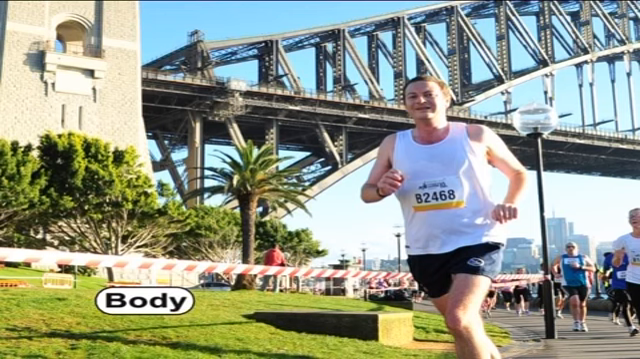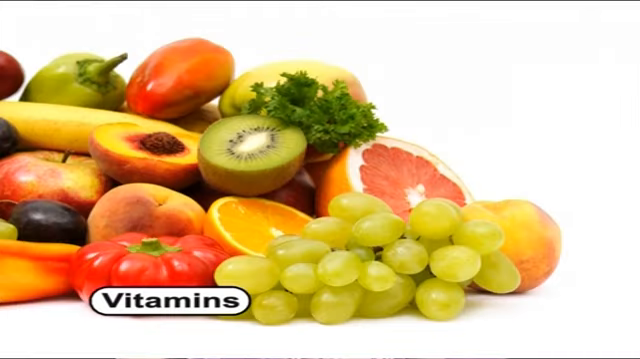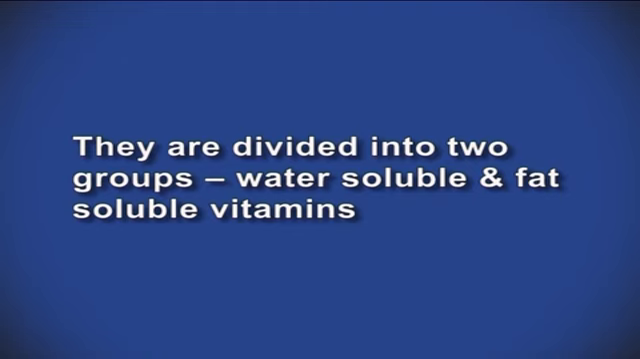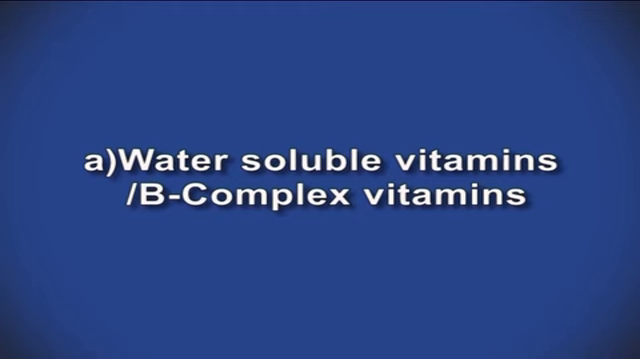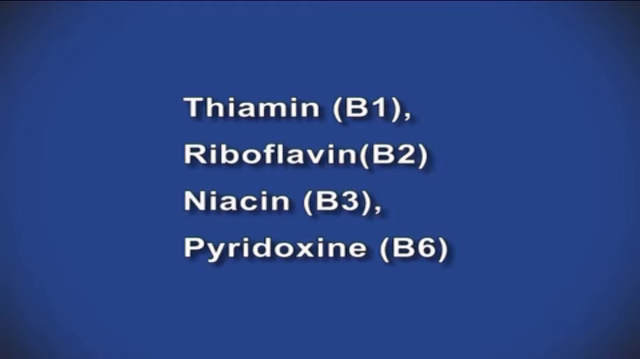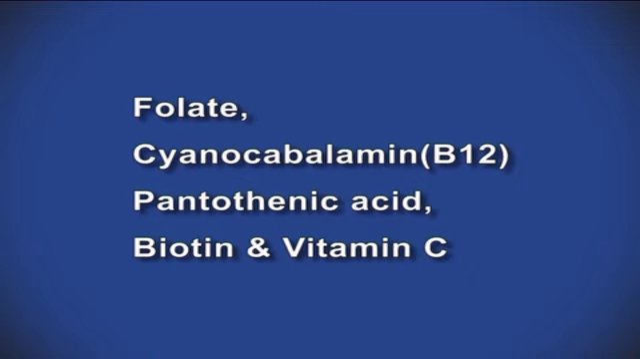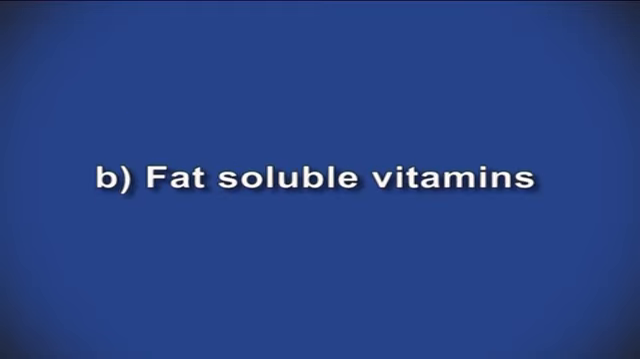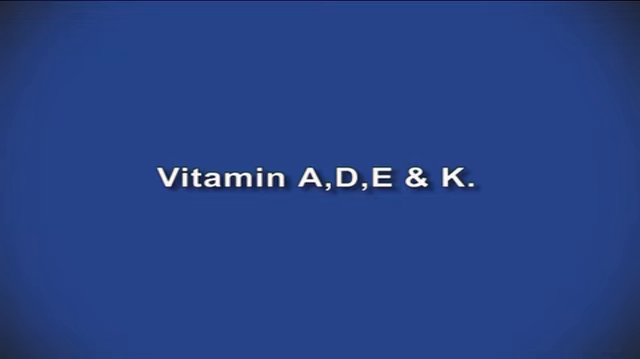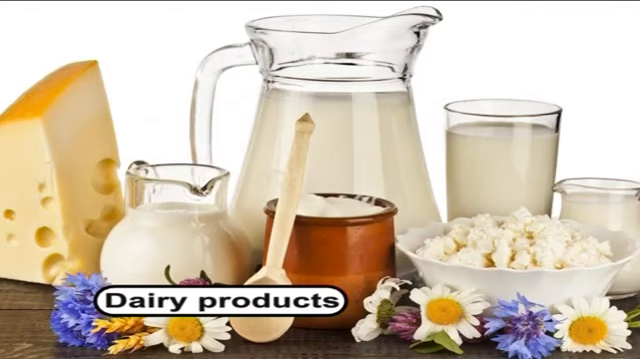Vitamins. They are a group of organic substances required in trace amounts for the normal metabolic functions, growth and maintenance of the body. Unlike carbohydrates, proteins and fats, vitamins are not an energy source, but they play crucial roles in extracting energy from these nutrients. They are divided into two groups, water-soluble and fat-soluble vitamins. Water-soluble vitamins or B-complex vitamins include thiamine B1, riboflavin B2, niacin B3, pyridoxine B6, folate, cyanocobalamin B12, pantothenic acid, biotin and vitamin C. Fat-soluble vitamins include vitamin A, D, E and K. Vitamins are found in a wide variety of food like fruits, vegetables, grains, legumes, dairy products, meats and fats.